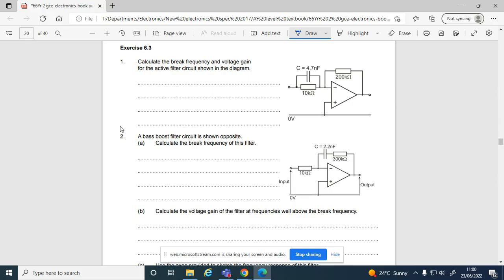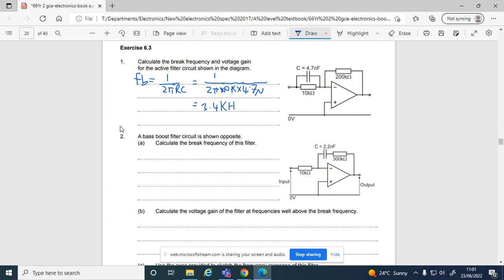The break frequency is given on the data sheet. It's 1 over 2 pi RC. What R do we actually use for this? It's the one it's next to or in parallel with. So it's the 10K. So it's 2 pi times 10 times 10 to the 3, multiplied by 4.7 microfarads. Plug those values into your calculator and you will get, rounded, 3.4.